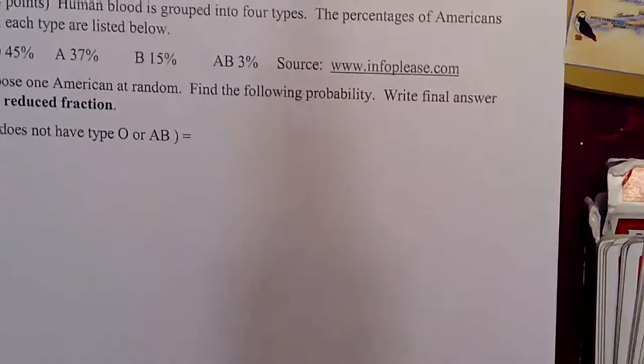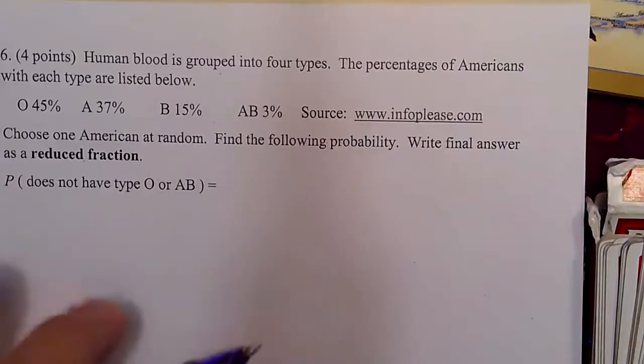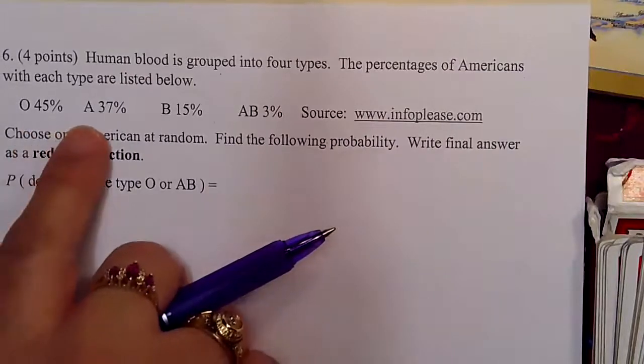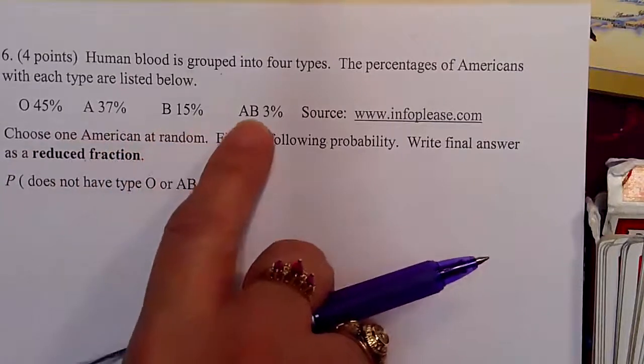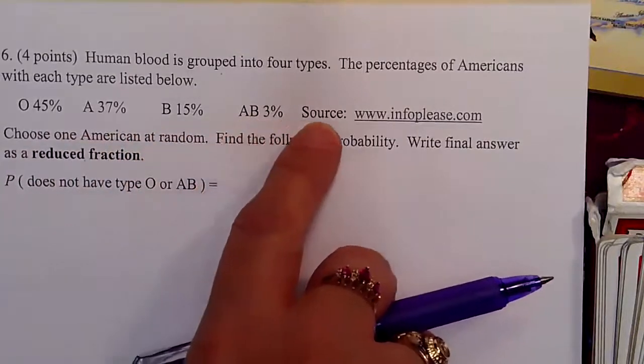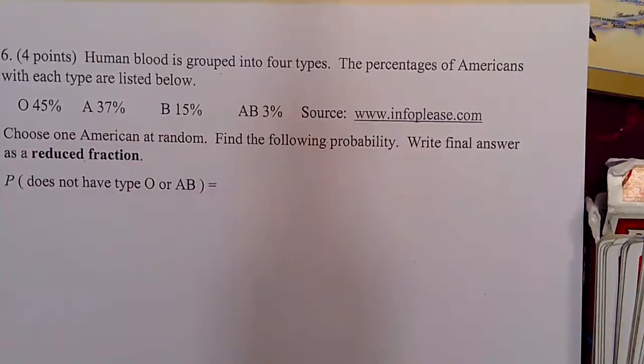Okay, next we say that human blood is grouped into four types. The percentages of Americans with each type of blood are listed below. So let's say 45% had type O, 37% had type A, 15% had type B, 3% had AB. And this is from the source here. Choose one American at random. Find the following probability and then write the answer as a reduced fraction again.